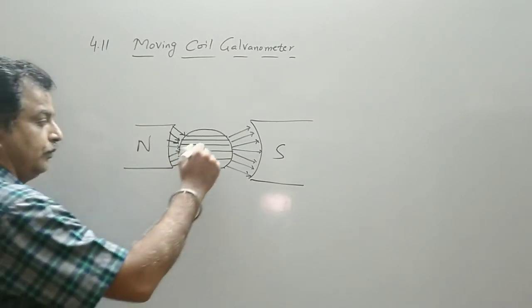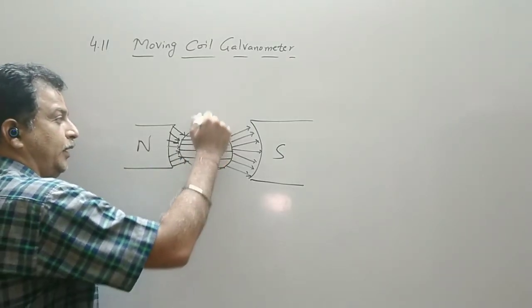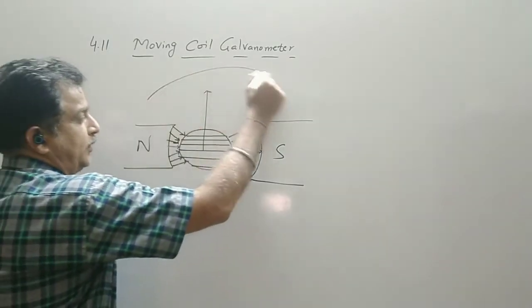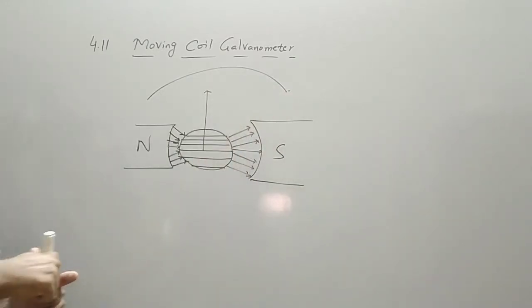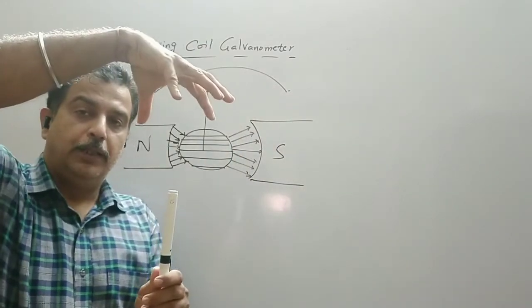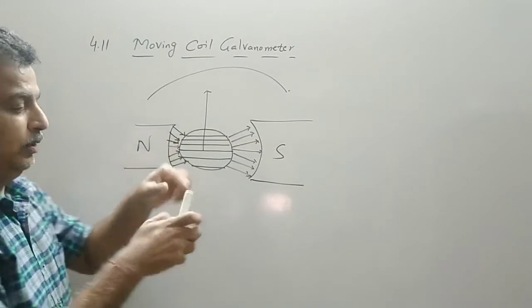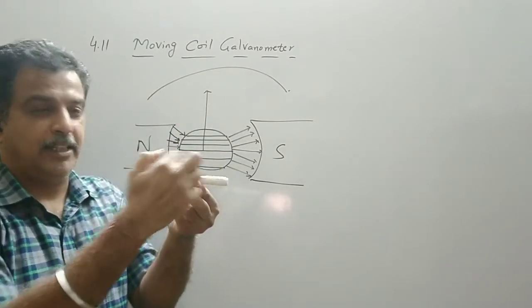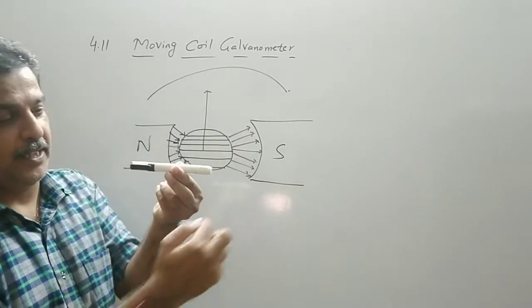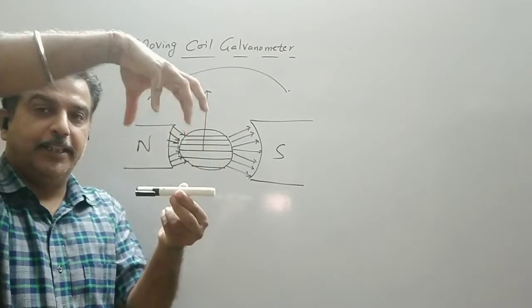Now this was our pointer and this was a scale. Now when we view this coil from the top, we will see the number of turns. These are the wires. This is the first turn, second turn, like this. You are seeing the turns.